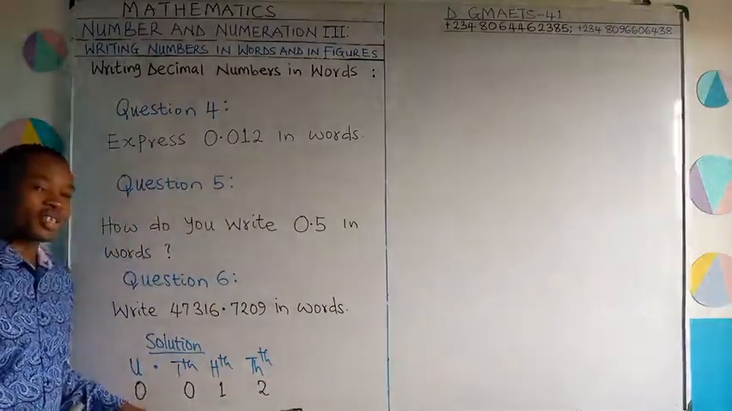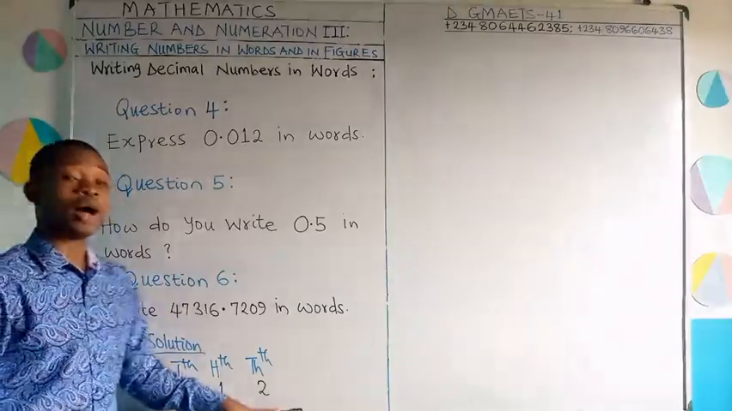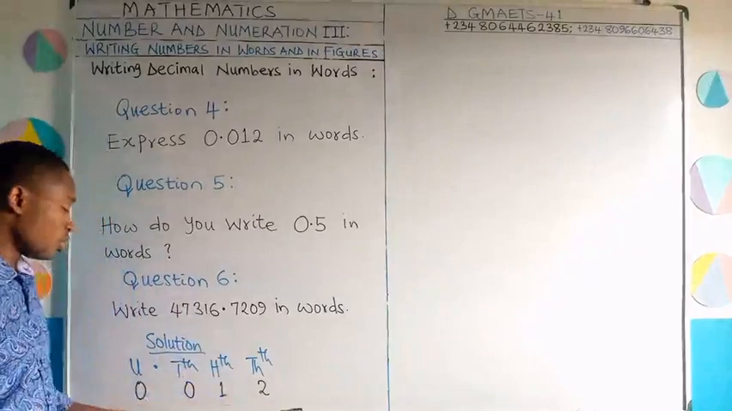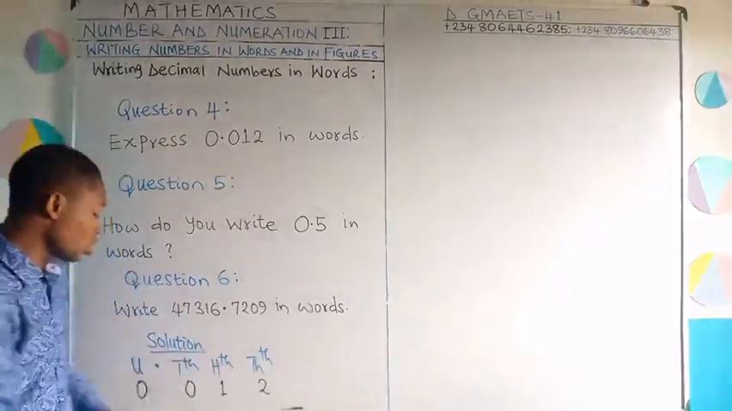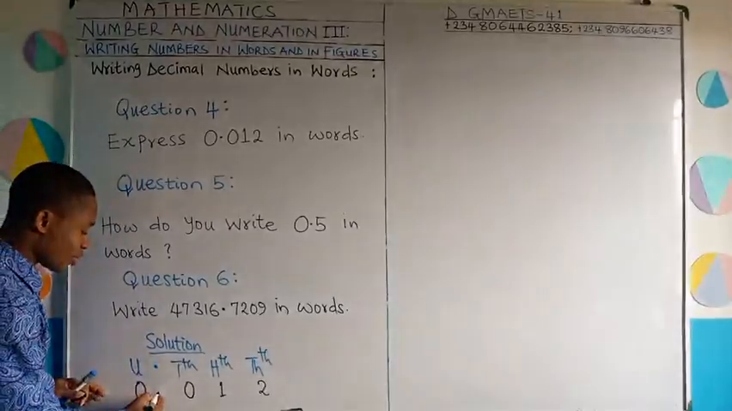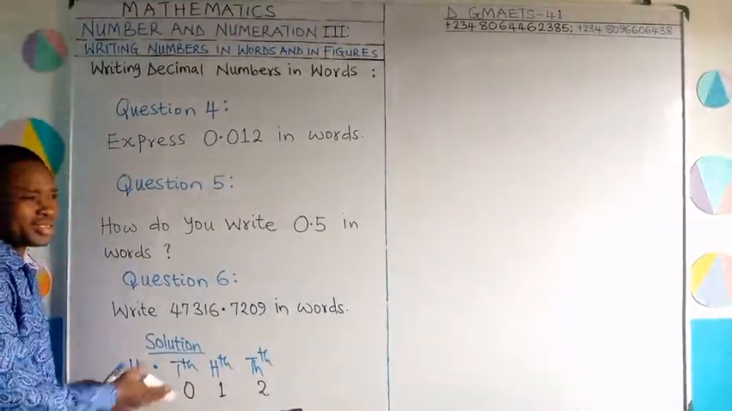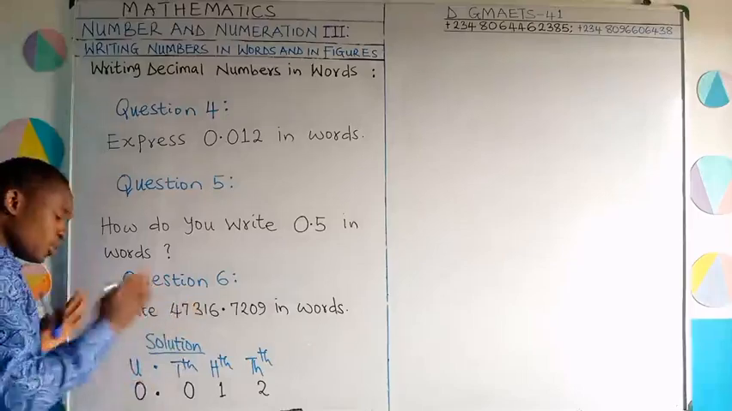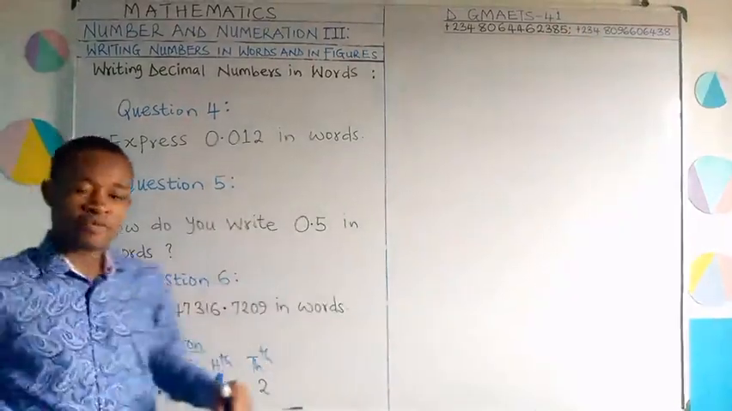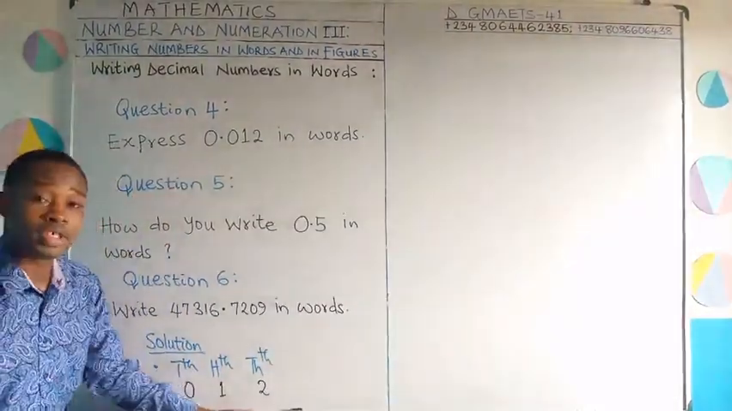Now, to pronounce this, one can say 0 and 12 thousandths. The whole number part is 0. But you know, we don't pronounce 0 as a number under this whole number part. Are you following, right? Just 0. Since it is only 0, we'll just forget about it. Forget that there is any 0 in the whole number part. Then focus on the decimal digit part.